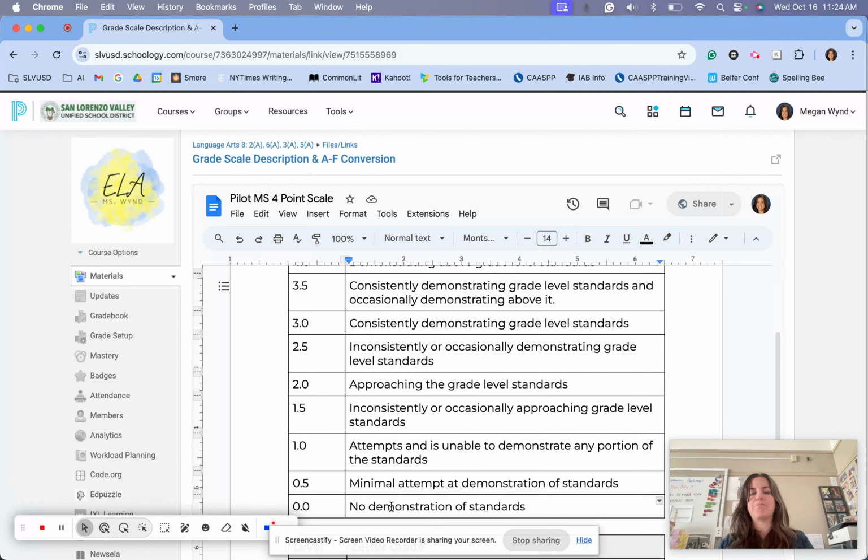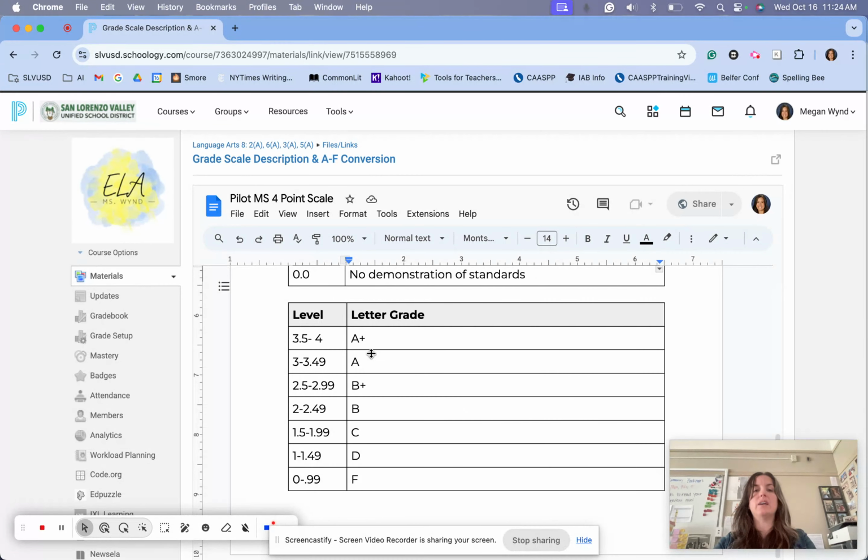Here's the reason why. If we look here, A, B, C, D, E, F, right? A is usually 90 to 100, B is 80 to 89, C is 70 to 79, D is 60 to 69, and F is 0 to 59. So there are 59 ways to fail and only 9 or 10 to show that you can do this.